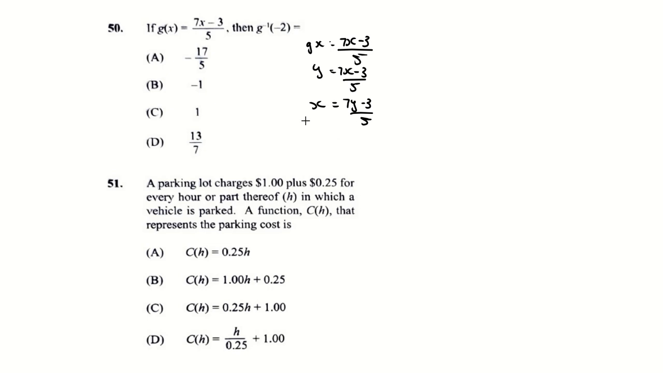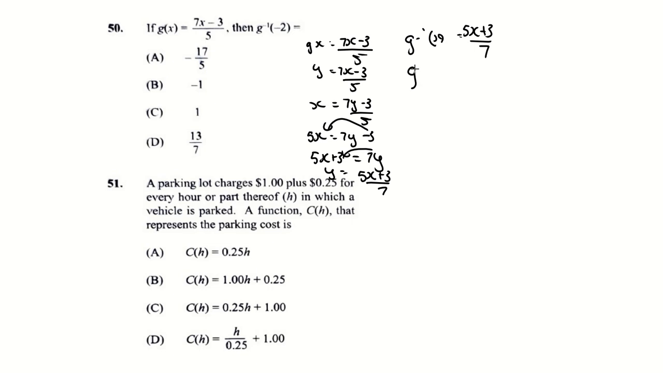You make y the subject, that's 5x is equal to 7y minus 3. Carry this across, that's 5x plus 3 is equal to 7y. Carry this across, so y would be equal to 5x plus 3 all over 7. So that is g inverse. G inverse of x is 5x plus 3 all over 7.